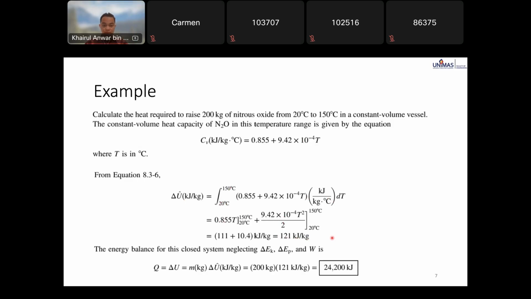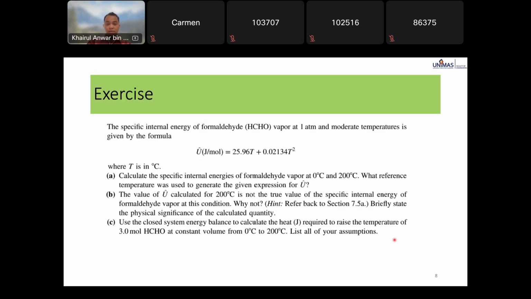The energy balance for this closed system, neglecting kinetic energy, potential energy, and work, is Q equal to delta U equal to m kg multiplied with specific internal energy. Given in the question 200 kg multiplied, we get Q equal to 24200 kilojoule. Try this exercise.